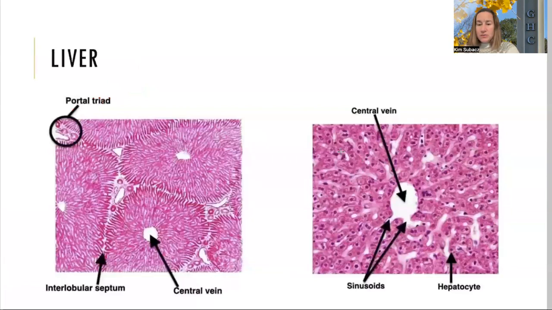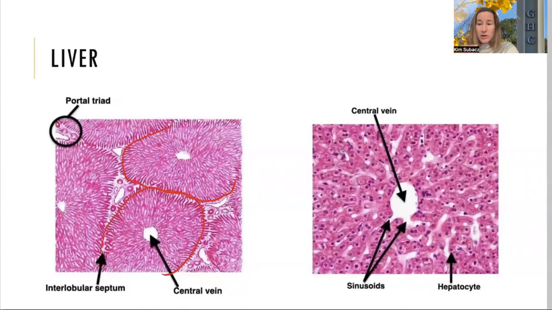Moving on to an accessory structure. So we've got the liver. The liver is going to have functional units called lobules. So here's a lobule. Here, no, go back. Here's a lobule. And so those are going to be our functional units.